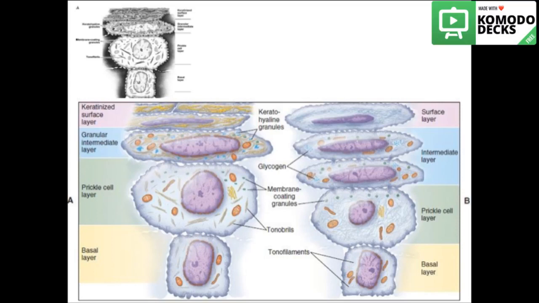On the other hand, the non-keratinized epithelia maintain their nuclei and their intracellular organelles, and are composed of the surface and intermediate layer instead.